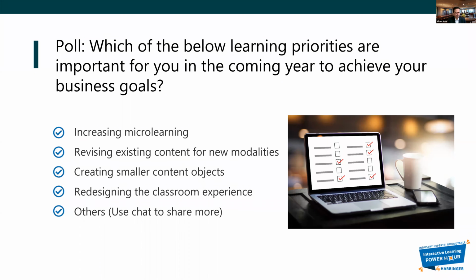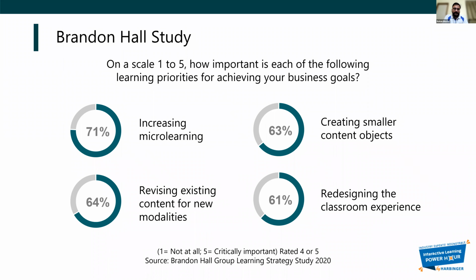There you go. The majority of the responses are more toward increasing microlearning. We see 70% there. And I would say the other modalities and ways to modernize content are pretty much in a similar area: revising existing content, creating smaller learning objects, and redesigning the whole classroom setup. That's pretty similar to what we heard from our audience today. So thank you so much for your votes.